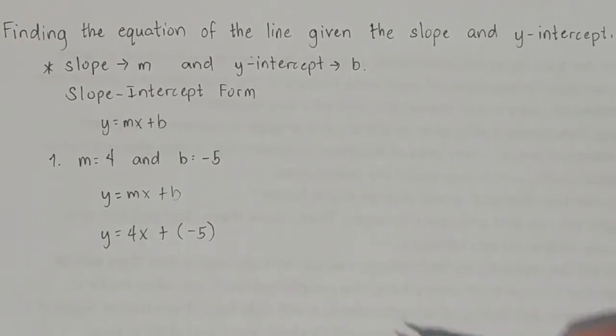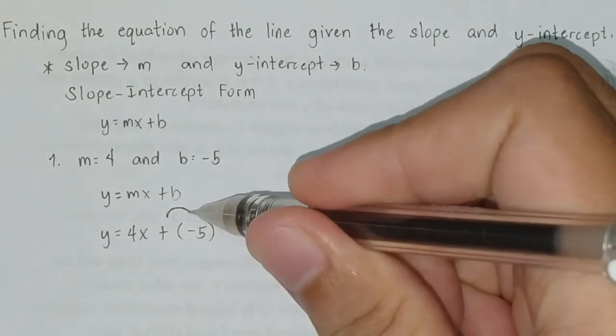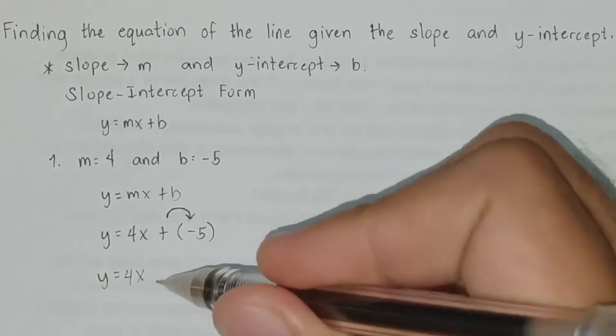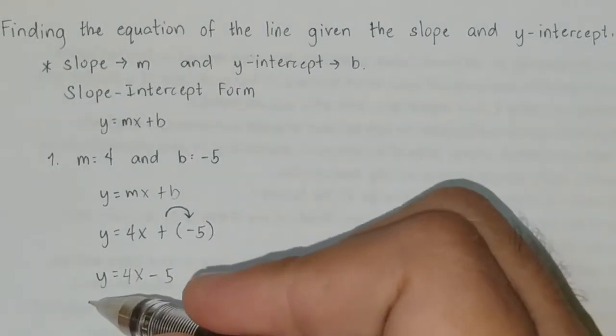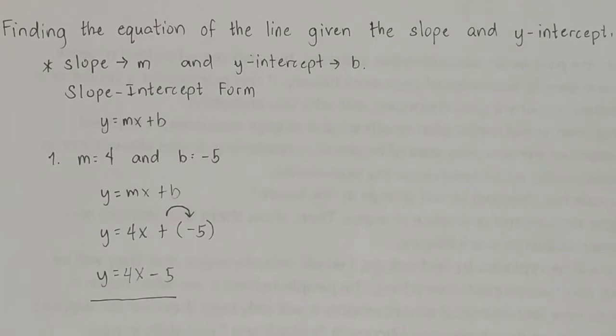So, kapag ganito yung naging itsura niya, meron pang parenthesis dito. I-multiply lang natin yung positive times negative. So, we have y is equal to 4x minus 5. At ito na yung ating magiging slope-intercept form ng ating given, which is slope m is equal to 4 and y-intercept is equal to negative 5.